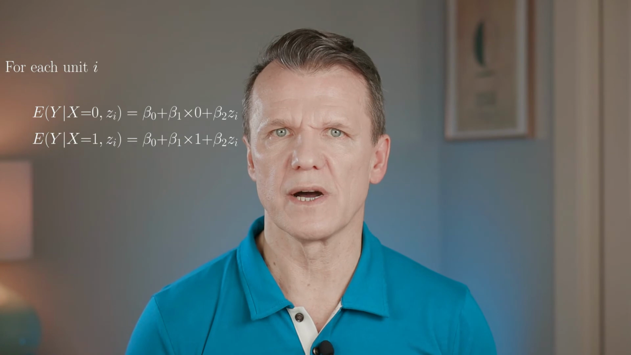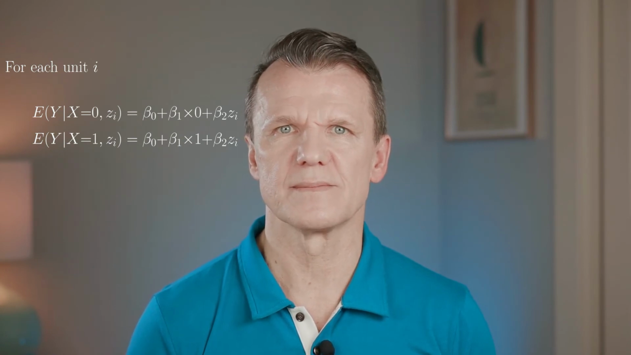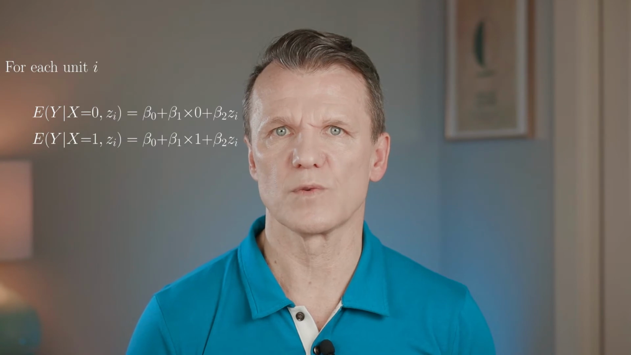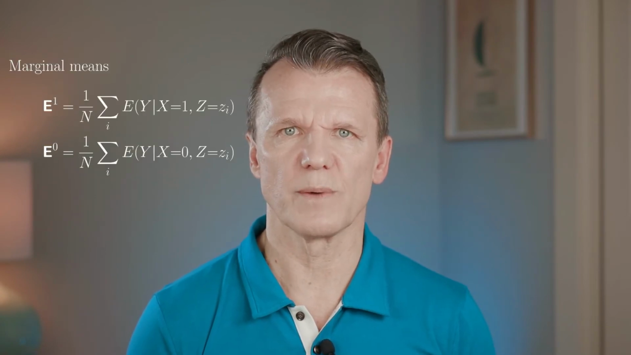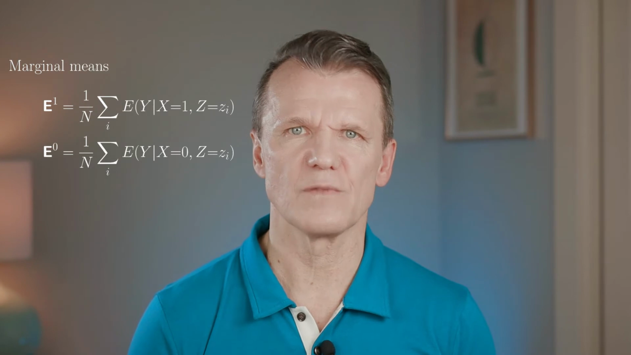Once the regression analysis is done, we average conditional means to find marginal means. Let's say we fit a linear regression. It links the mean outcome μi to treatment x and variable z. For each unit i, we calculate the mean outcome twice, when x is 0 and then when it's 1. We keep zi fixed at their observed values. Then we average the conditional means over the distribution of z values. We average them separately for two values of x. As a result, we obtain two marginal means, E1 and E0, with and without treatment.